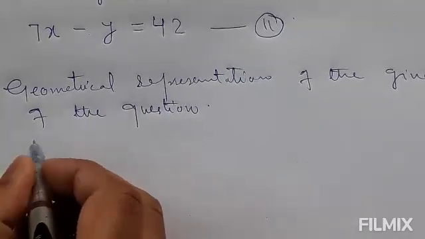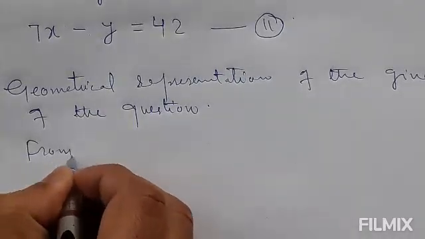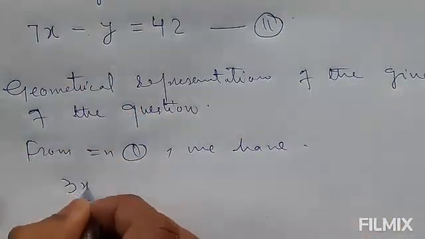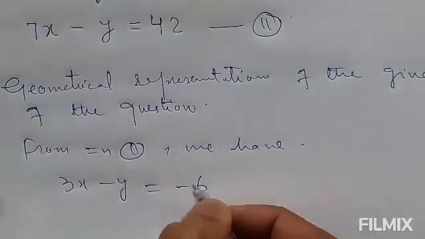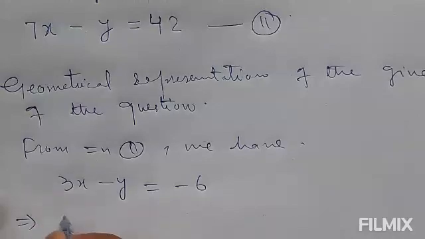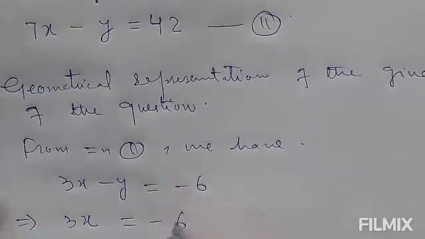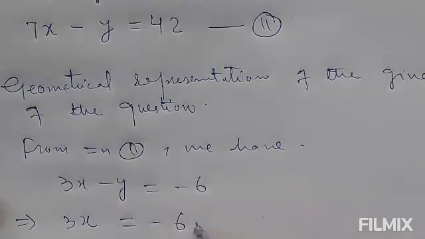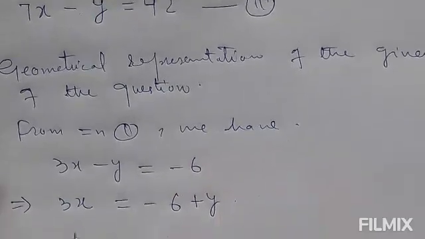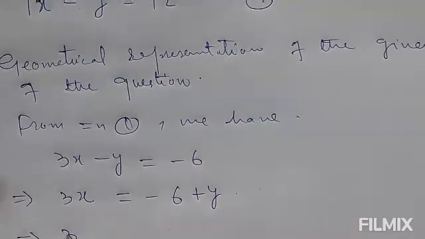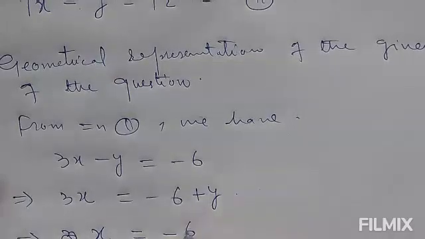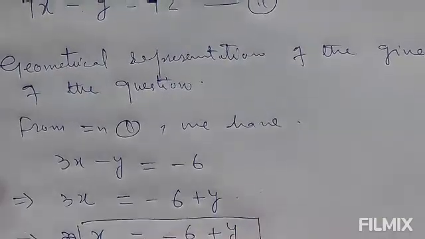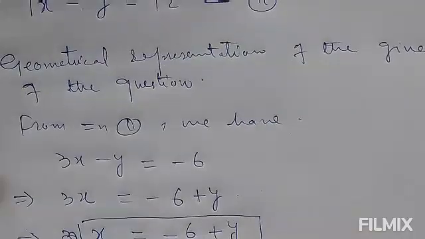Now from equation first, we have 3x minus y equal to minus 6. Let me write it as 3x equal to minus 6. This minus y will go to the RHS, it will change its sign and it will be written as plus y. Okay, furthermore x equal to minus 6 plus y divided by 3. So we get this.